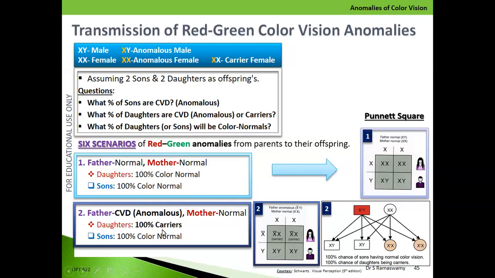In the second situation, you can see the dad is anomalous, that is, dad is color vision defective, and the mother is color normal. So in this situation, 100% of the daughters are going to be carriers and 100% of the sons are going to be color normal. Remember, the 100% of the daughters who are carriers are also going to display normal color vision. They are just carriers of the gene, which doesn't mean they'll display color defect. So all the children here are still going to be color normals when you test them in color vision, except that the daughters actually carry the gene to the next generation.